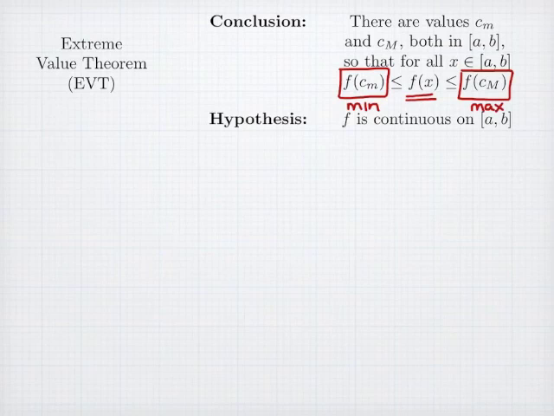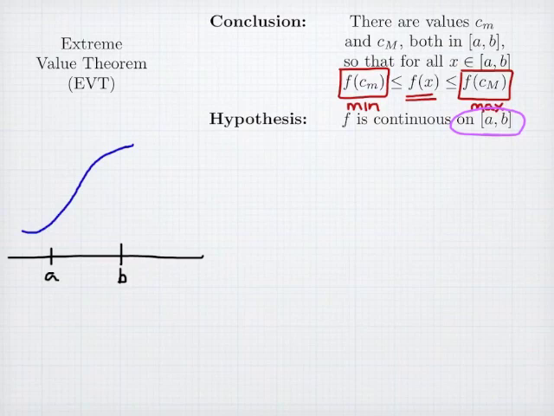The extreme value theorem is saying that a function has a minimum and a maximum inside of a closed interval. All that's required for this to be true is that the function is continuous on the closed interval. If my function is continuous on a closed interval, it must have a minimum and it must have a maximum value on the interval.